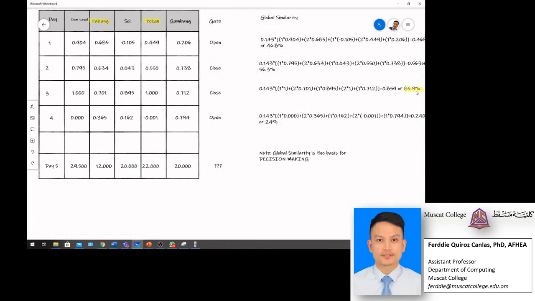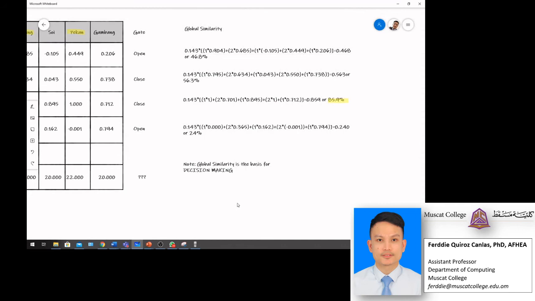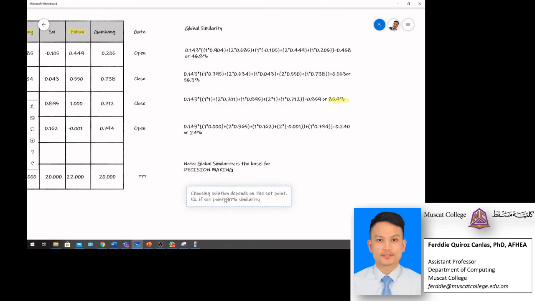Let me just tell you this, depending on your set point. Choosing a solution depends on your set point, okay? Depends on the set point. Let's say for example, if your set point is 90% similarity, example only.